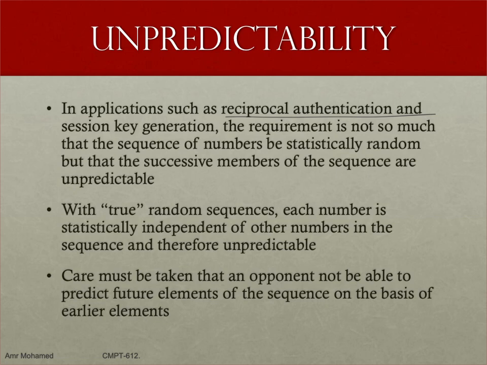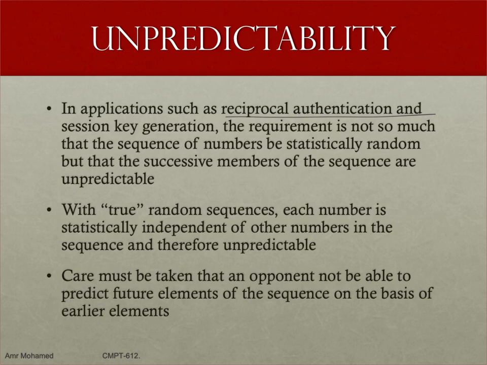Reciprocal authentication here talks about the fact that if I'm sending Bob a certain message, Bob should be able to authenticate that this message is coming from Alice. At the same time, any response that goes back to Alice, Alice should also authenticate that this message indeed is coming from Bob, and so on. This is what we mean by reciprocal authentication. It's another mechanism that we'll talk about in a few minutes, and that also uses some random sequence.